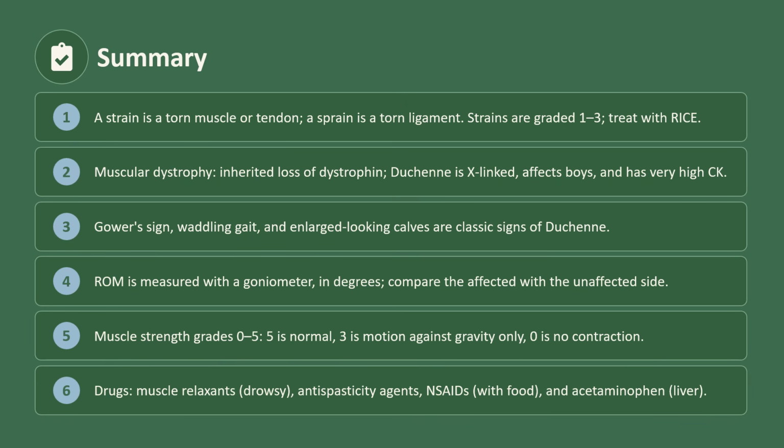Muscle relaxants, which cause drowsiness. Antispasticity agents like baclofen, which is never stopped abruptly. NSAIDs taken with food. And acetaminophen, where we watch for liver health. In Lecture 9, we finish the muscle module with your role: ambulation assistance, safety, and positioning support during exams.